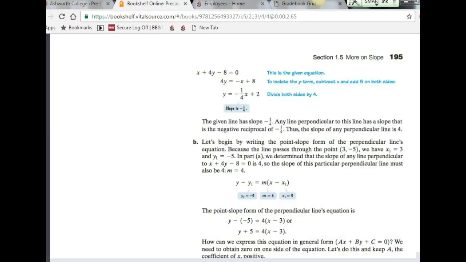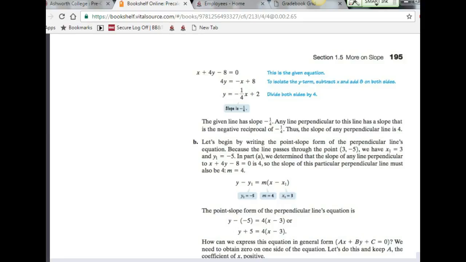Now, any line that's perpendicular to that slope will always have the negative reciprocal. Sometimes I say opposite reciprocal. So if that's -1/4, you're going to go opposite of negative, which is positive, and then flip 1/4 to make it 4/1. Thus, the slope of the perpendicular line is going to be 4. You can leave it over 1 if you like, but the answer is simply 4.